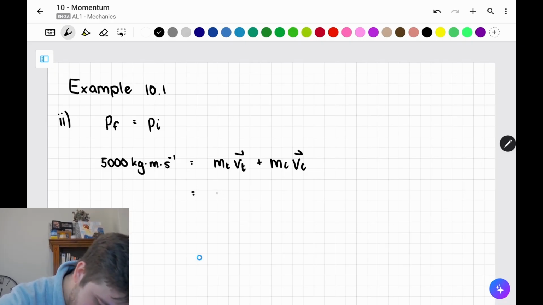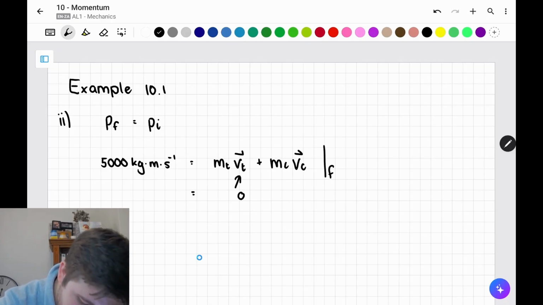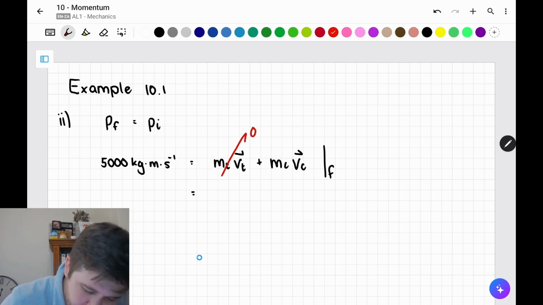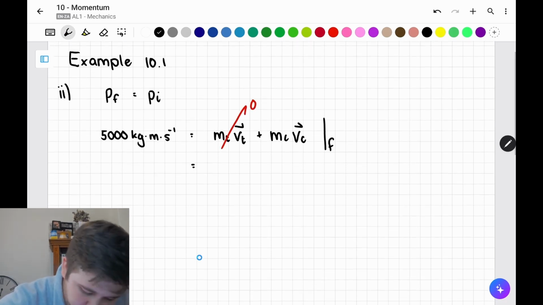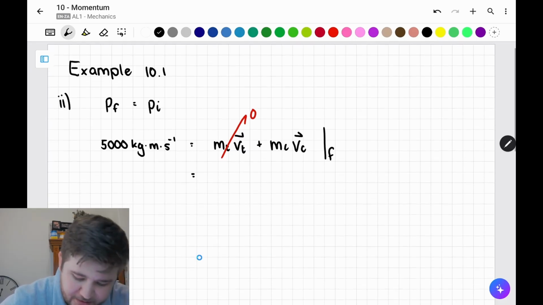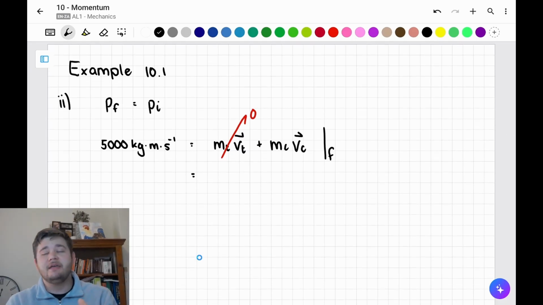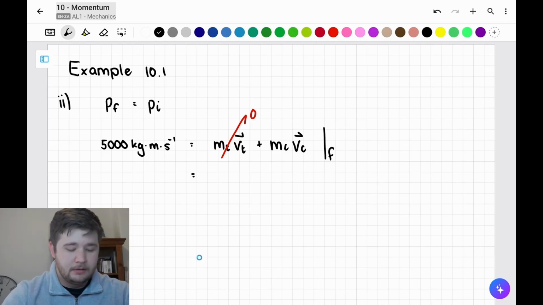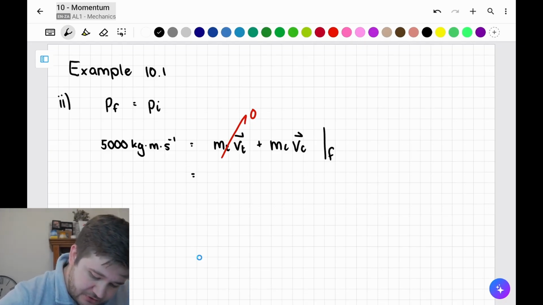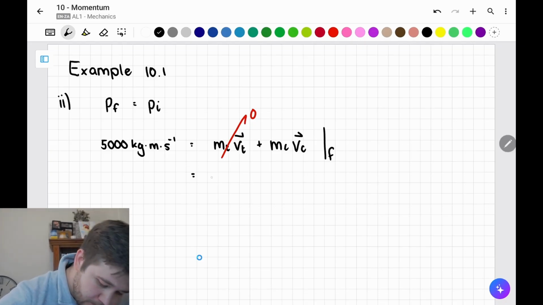Now, we know that the velocity of the truck, this guy over here, is 0 in the final case. Therefore, we can simplify our equation by taking that as 0. Then we are only left with the momentum of the car, as if there's no velocity, there is no momentum. Any product that you multiply where there is a 0 in, any 0 product will stay 0. Okay, so all we have to do is calculate the momentum of the car.